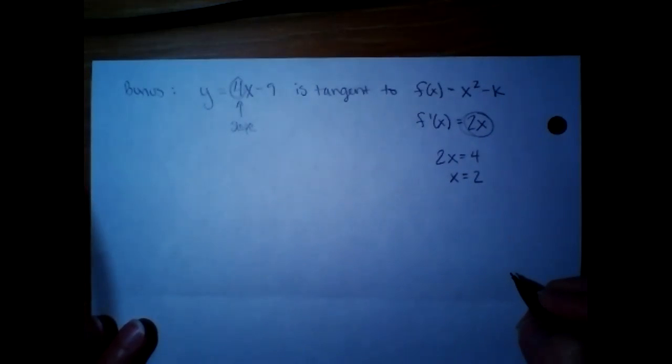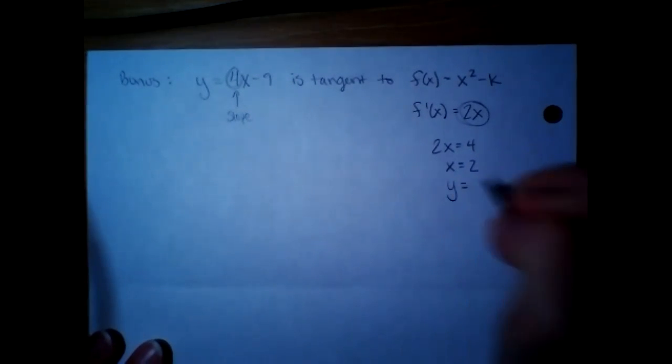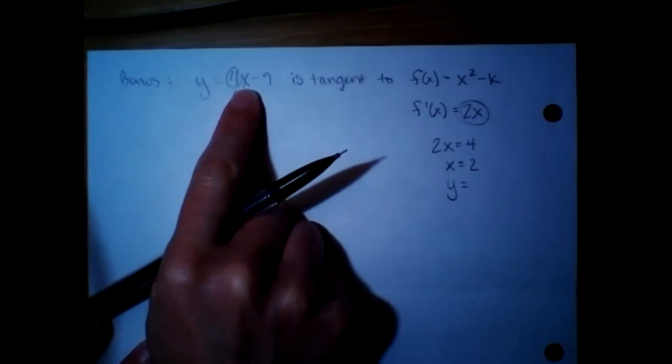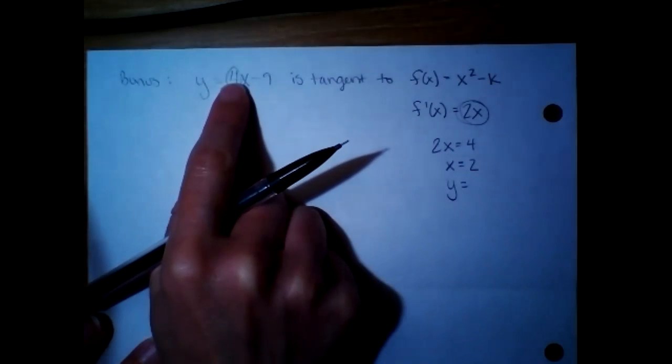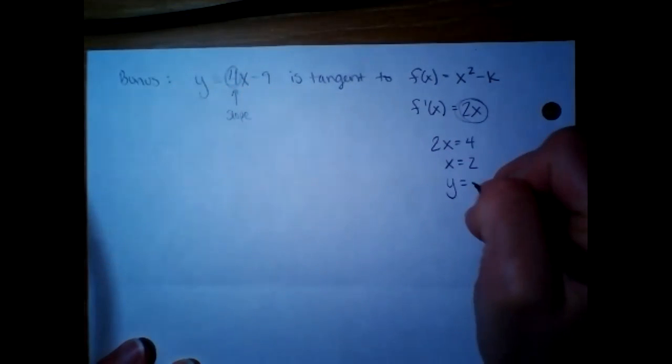And I know you're probably like, Ms. Cole, who cares what x is? We want to find k. Okay, I get it. But we're going to have to get x and y first before we can get k. So if x is 2, we found that, we know that. I'm going to plug 2 in right here to get y. So 4 times 2 would be 8, minus 9 would be -1.